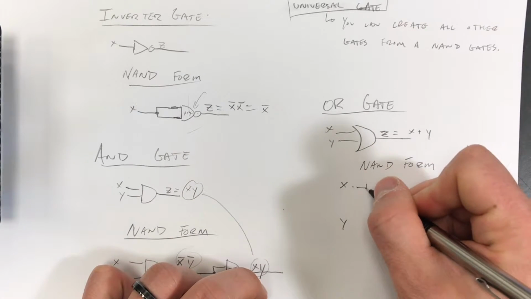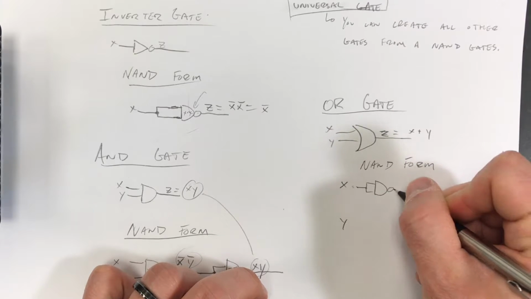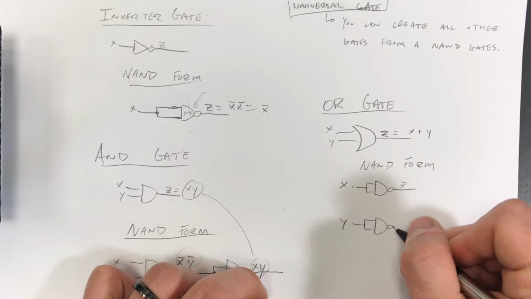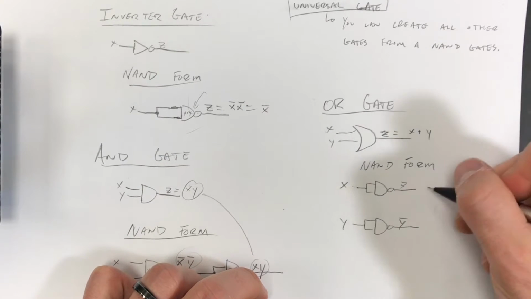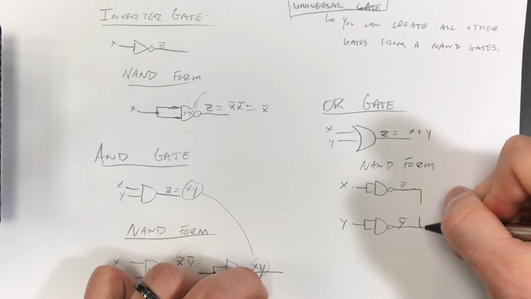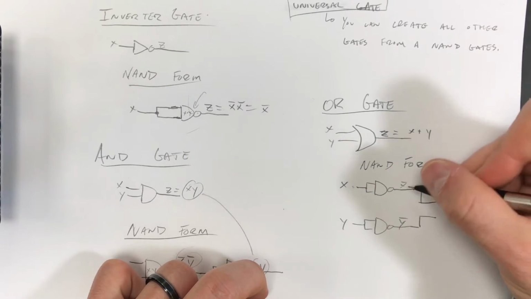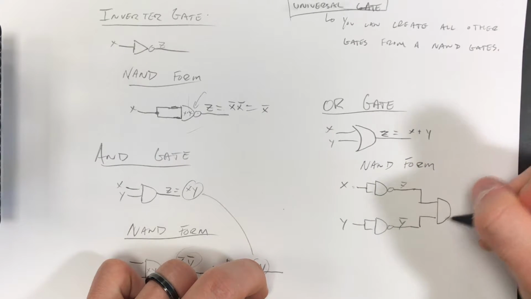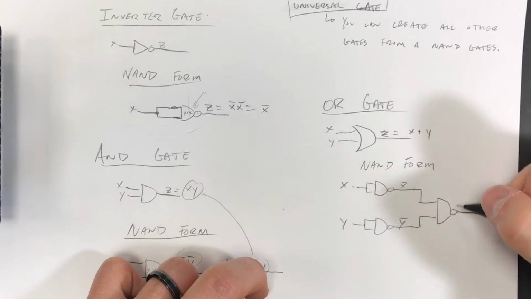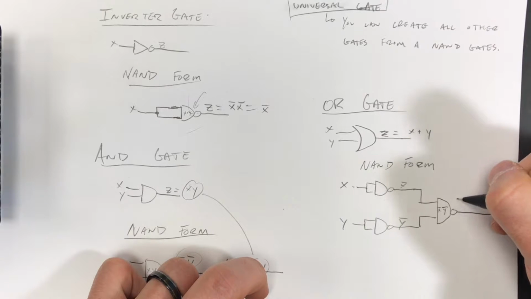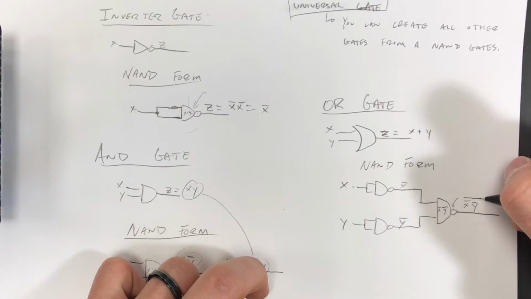So we need to split the signal on X, take it into a NAND gate, and come out we have X naught. We need to split the signal on Y, take it into a NAND gate, and we have Y naught. And now we're going to bring those two signals together inside of another NAND gate. So we have X naught and Y naught coming into here, and then it inverts it here. So out of here, we get X naught, Y naught inverted.